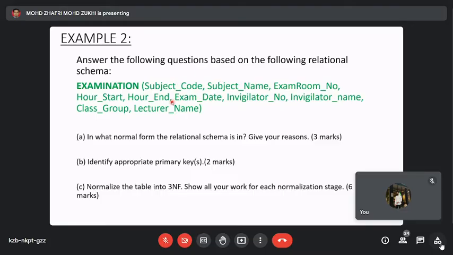And then take a look at the question. In what normal form the relation schema is in? Give your reasons. Identify appropriate primary keys. Normalize the table into third normalization form. Show all your work for each normalization stage. Okay, kalau tengok soalan dia lebih kurang sama macam tadi. So if you can understand how to answer it, I think it's no problem for you.